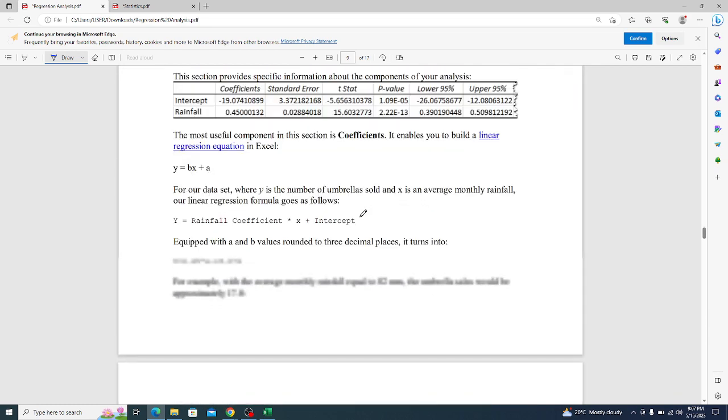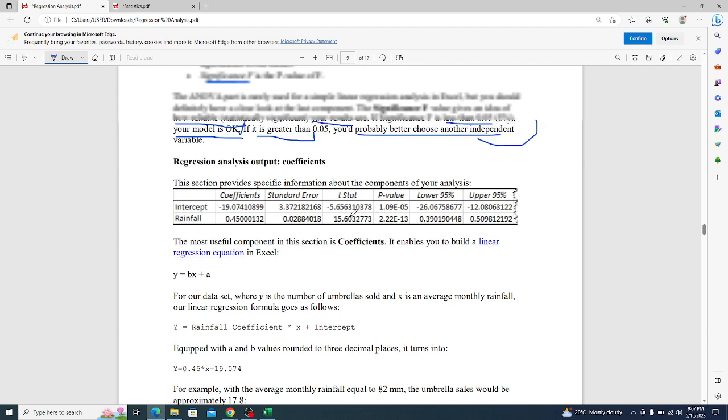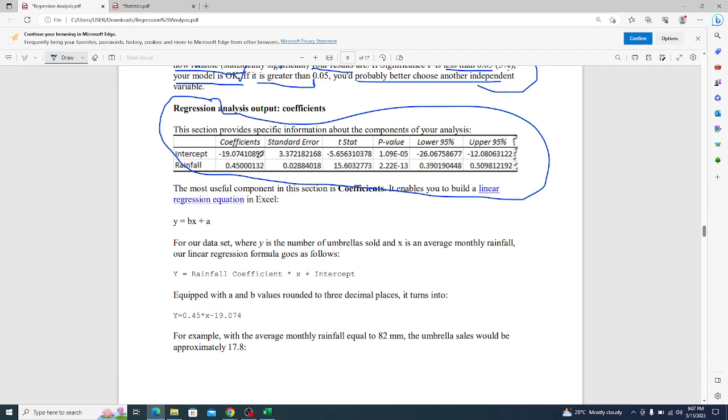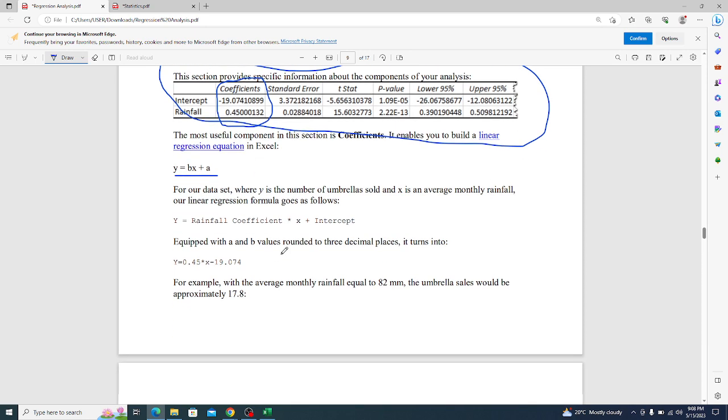All right. So now let's come to the regression analysis part. I had explained here, and the main point of focus is the coefficients. Because if we get the coefficients, then we will have our linear regression equation, and that will be our model.